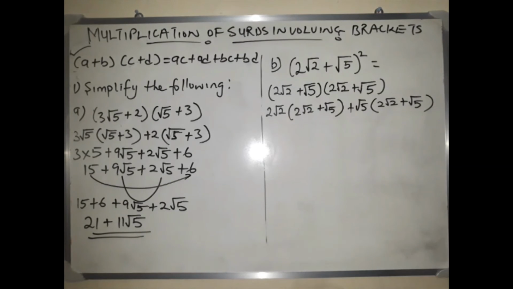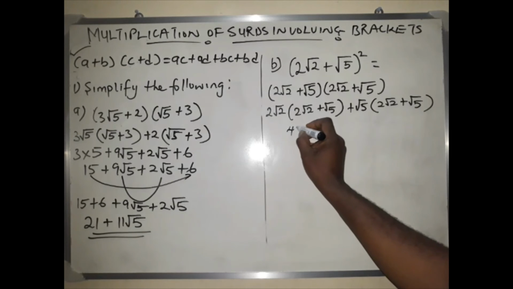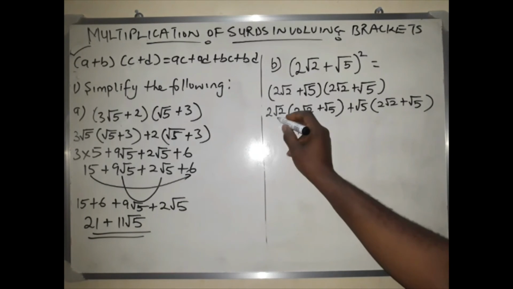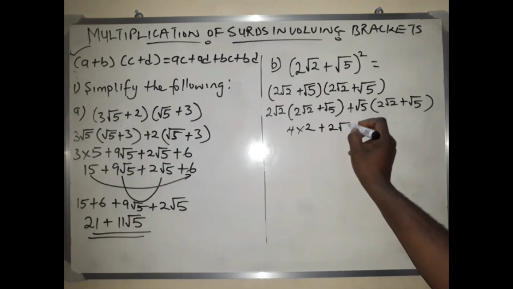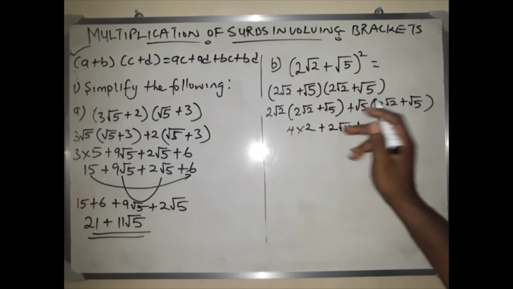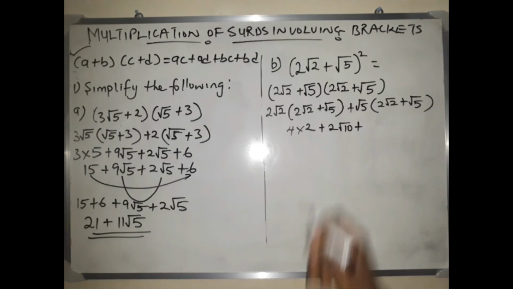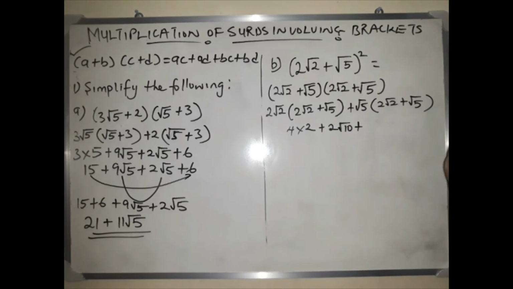So 2 root 2 times 2 root 2 will give me 4 times 2. 2 root 2 times plus root 5 will give me plus what? 2 root 10. Okay? I'm sure people understand this multiplication of surds. If you don't understand, I have a video on that to help you understand it better, so go ahead and watch that video.